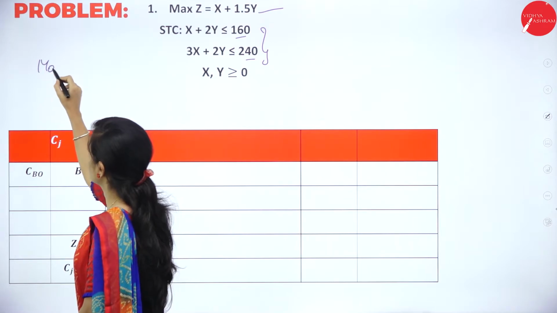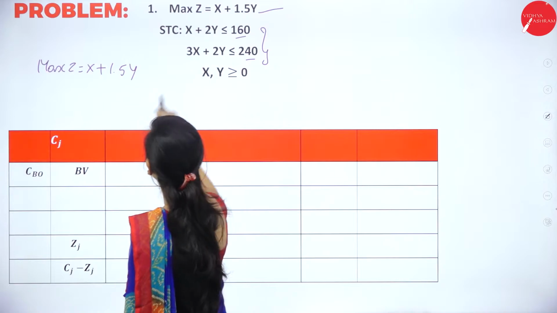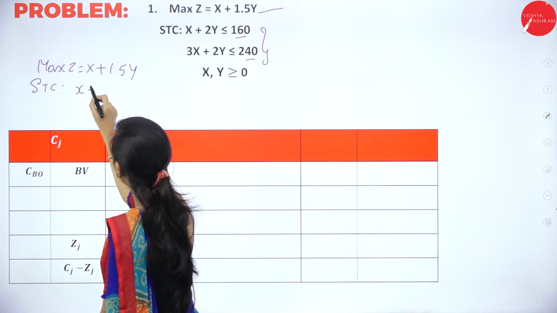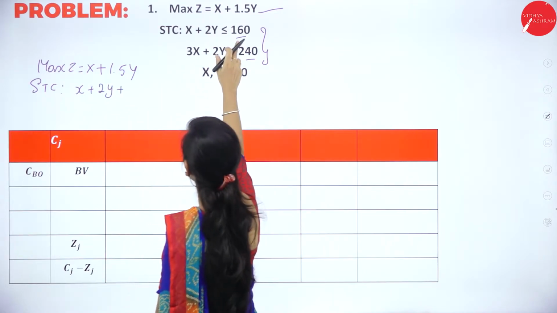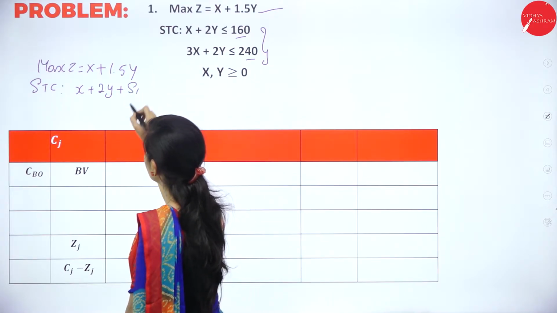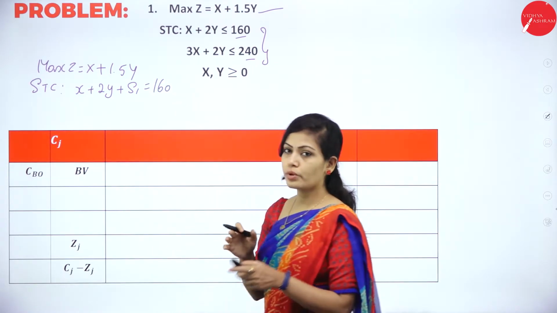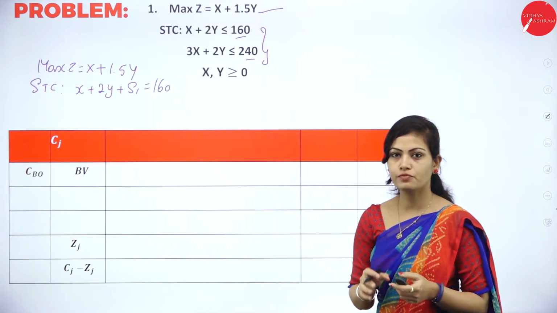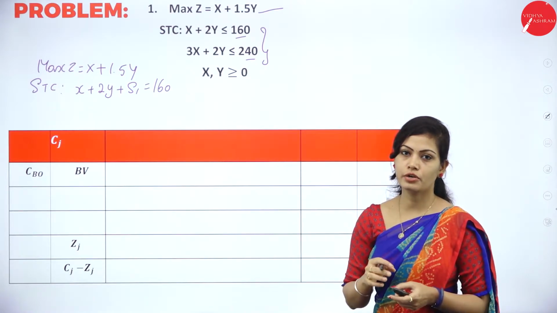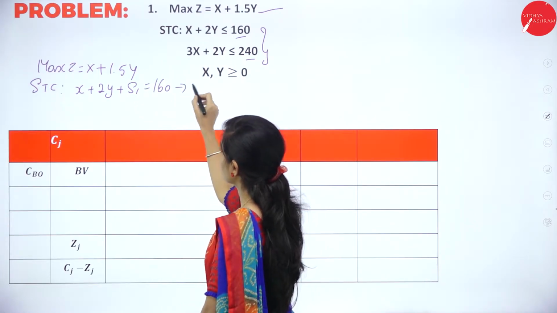I'll write the maximization first. Max z is equal to x plus 1.5y. The first constraint is subject to the constraint x plus 2y. I am converting this inequality into equality by adding the slack variable s1, equal to 160. Those who have not seen my last session, please watch the first session on the simplex method. Easily you can understand each and every concept. So here I have converted this into standard form. This is equation number 1.